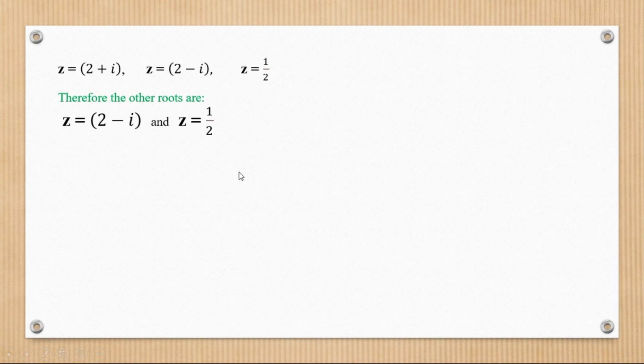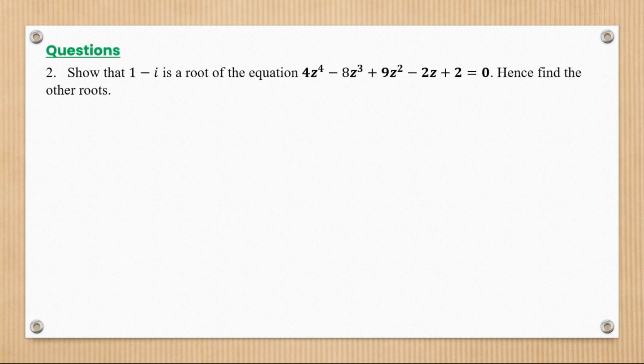So it's a total of 3 different roots. Alright, let's look at another question. So this was question number 2. Show that 1 minus i is a root of the equation 4z^4 minus 8z^3 plus 9z^2 minus 2z plus 2 is equal to 0. Hence find the other roots.